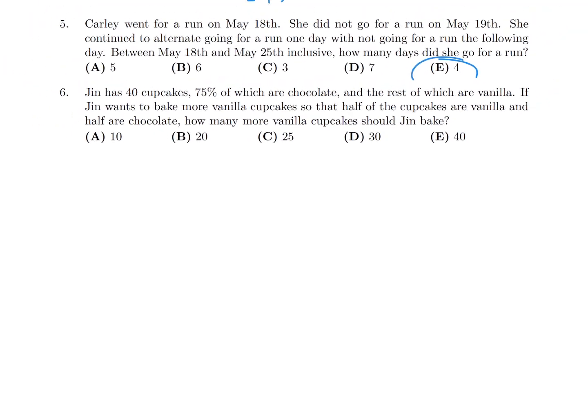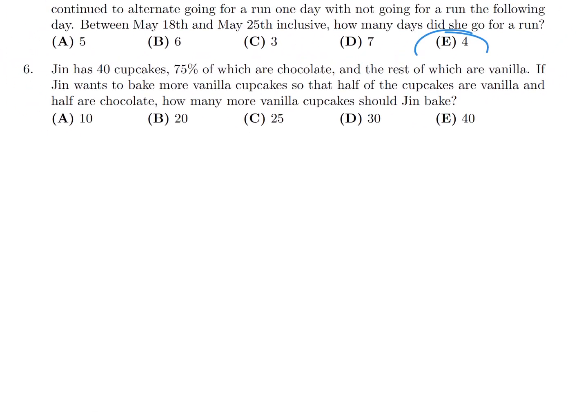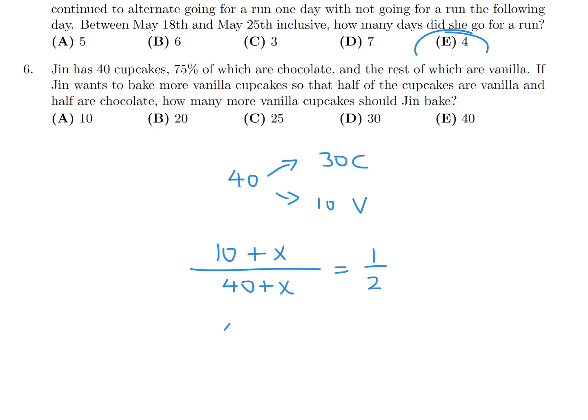Jin has 40 cupcakes, 75% of which are chocolate, the rest are vanilla. If Jin wants to bake more vanilla cupcakes so that half of the cupcakes are vanilla and half are chocolate, how many more vanilla cupcakes should she bake? Okay, so we got 40 and then the 75%, so 30 are chocolate and then the other 10 are vanilla, right? So to this 10 we want to add a certain amount, and then once we add that, the total will be a half, which is 50%. Okay, so cross multiply: 40 plus x is 20 plus 2x, and therefore x would be 20. So she needs to, I actually don't even know if this Jin is male or female, but Jin needs to bake 20 more, so that would be B.